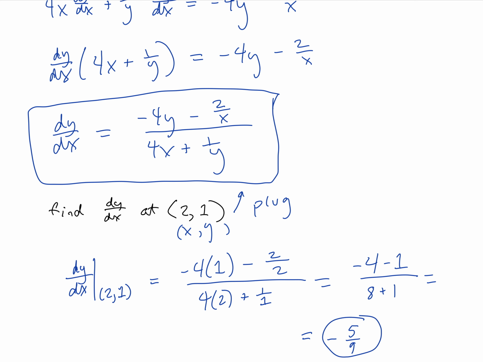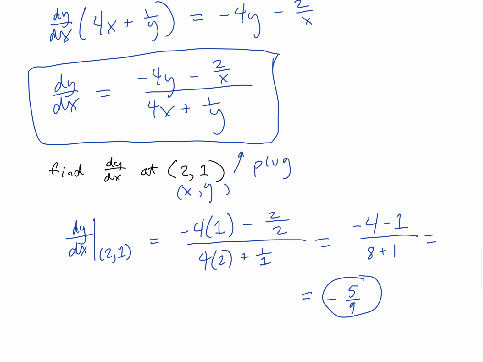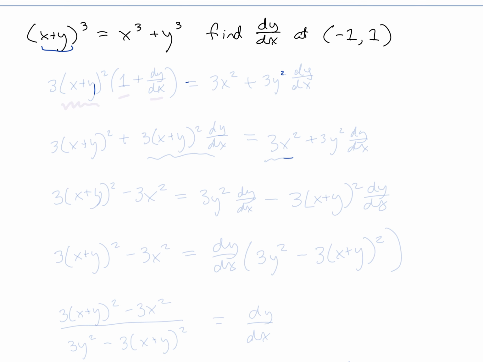So negative 5/9. I could also find the decimal equivalent of that, but negative 5/9 is my derivative of y with respect to x at the point (2, 1). Okay, last one. So taking the derivative of both sides, this is a chain rule where x plus y is the inside. So we've got 3 times (x plus y) squared times the derivative of x with respect to x, which is 1, plus the derivative of y with respect to x, dy/dx, equals x cubed's derivative with respect to x, which is 3x squared, plus y cubed's derivative, 3y squared times the derivative of the inside, the derivative of y with respect to x.